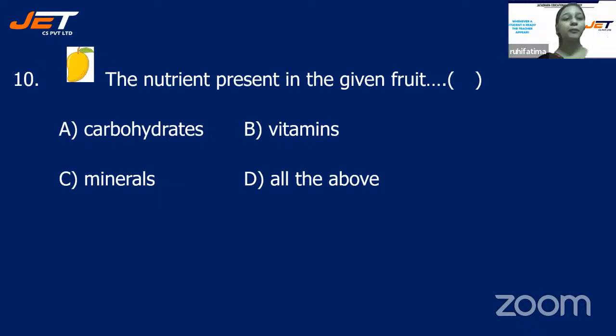Here, a picture of a mango is given, and the question asks: the nutrient present in the given fruit, or we can say mango, is carbohydrates, vitamins, minerals, or all the above. Again, a very easy question. I know you all can answer this. Come on, students, very quickly. Exactly correct. Many responses I have got, and that too of the correct answer, that is all the above. Mango has carbohydrates, vitamins, and minerals.